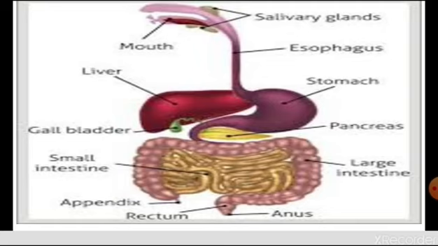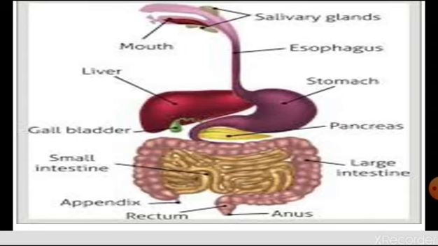Now the food that enters into the small intestine, here complete digestion takes place. So after complete digestion takes place, absorption and assimilation are carried on. This is done by the villi present in the small intestine. The villi are finger-like projections seen on the wall of the small intestine.